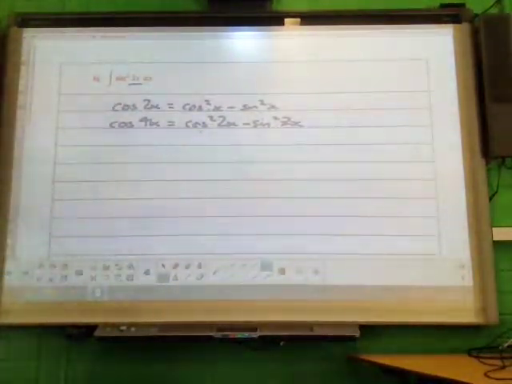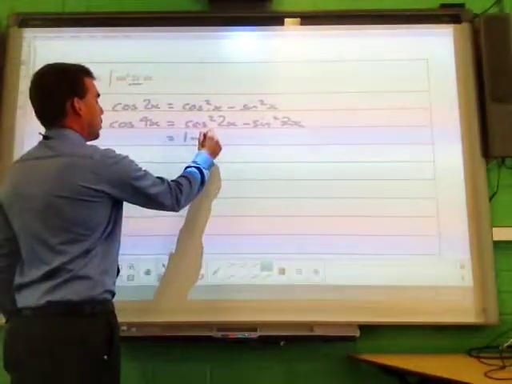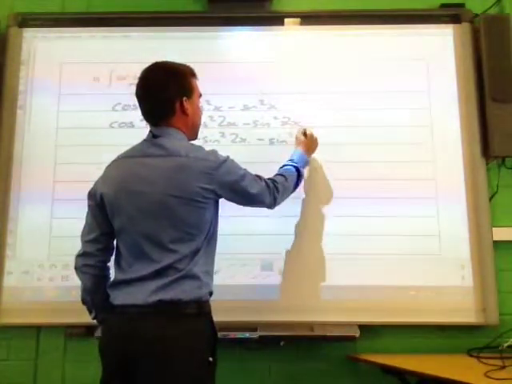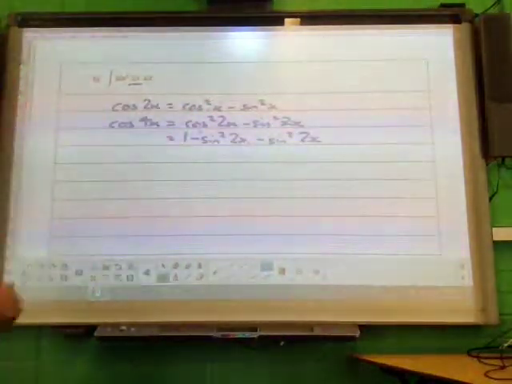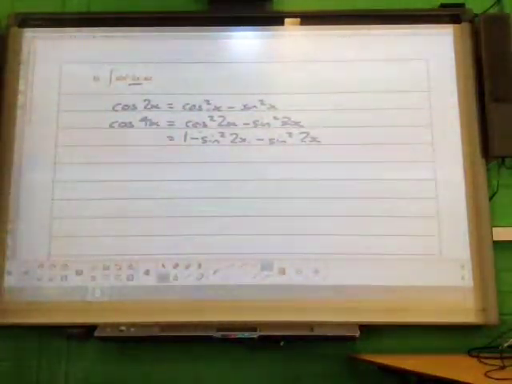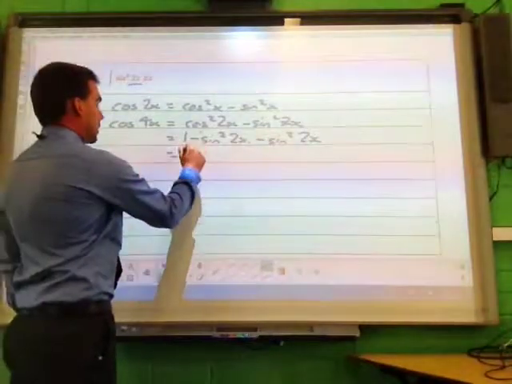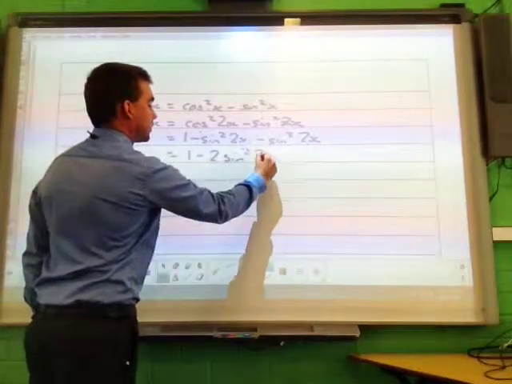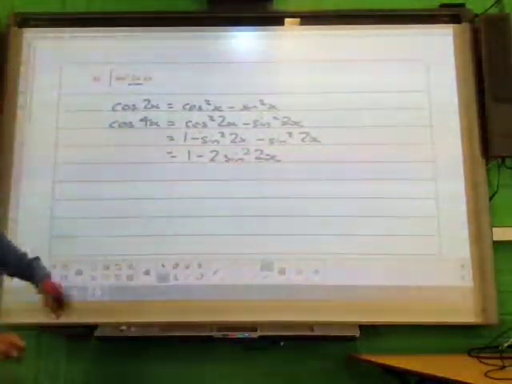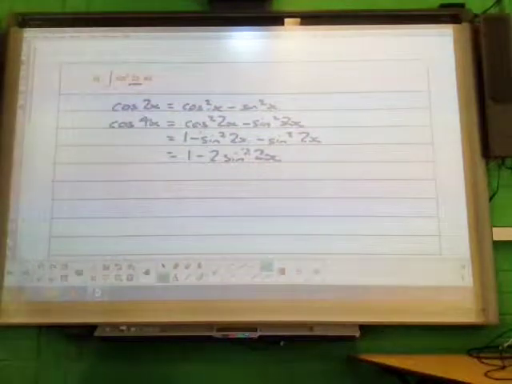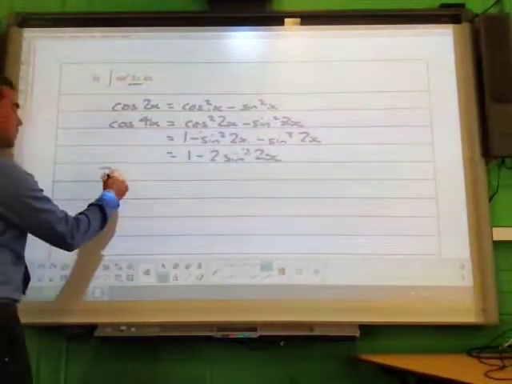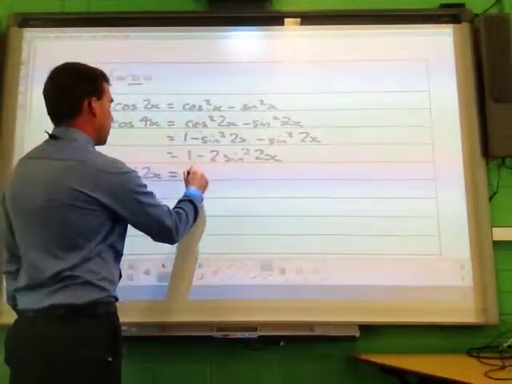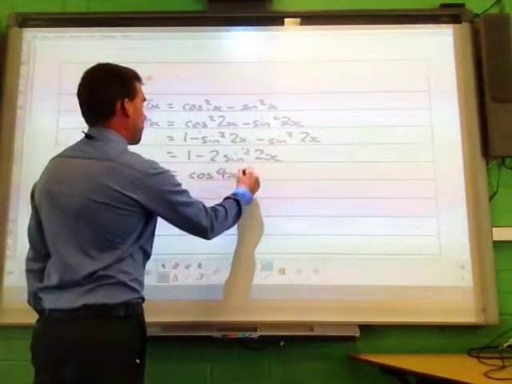So we set it all up. Now we want sine as the subject. So 1 minus sine squared of 2x, take away sine squared 2x. You can remember the results or you have to derive them. So it's going to be 1 take away 2 sine squared of 2x. So I need to get this sine squared 2x to be the subject. So 2 sine squared 2x is going to be cos of 4x plus 1.